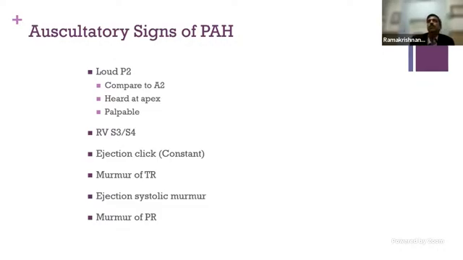So why is the P2 loud? It is loud compared to A2. If it is palpable, it is definitely loud. If you are able to distinctly hear P2 at the apex, it is loud. Keep it simple. You have RV S3 or RV S4, you have a constant ejection click, you can have a murmur of TR, and you can have an ejection systolic murmur and a murmur of PR. So all these are features of pulmonary artery hypertension.